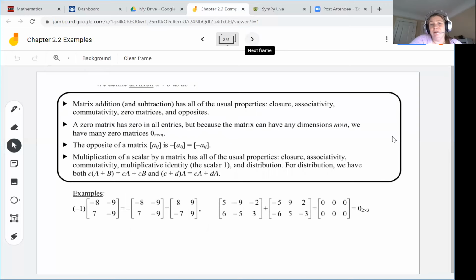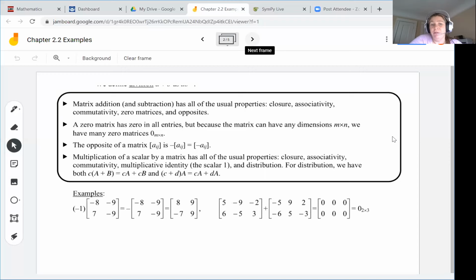So matrix addition and subtraction has all of the usual properties: closure, associativity, commutativity, zero matrices, and opposites. A zero matrix has zeros in all the entries, but because a matrix can have any dimension, m by n, we could have infinitely many zero matrices. So you could just write it 0 with the m by n dimensions in the subscript. Like if you had a 0 4 by 5 matrix, you could put 0 and then 4 by 5 in the subscript so that you don't have to write out all of those zeros in a matrix.